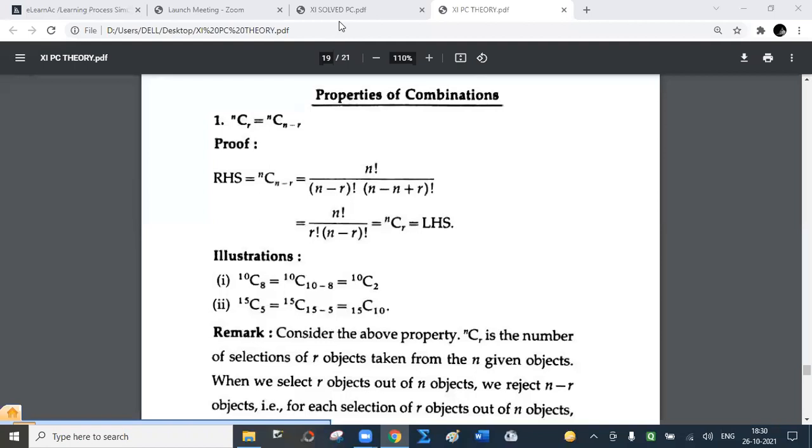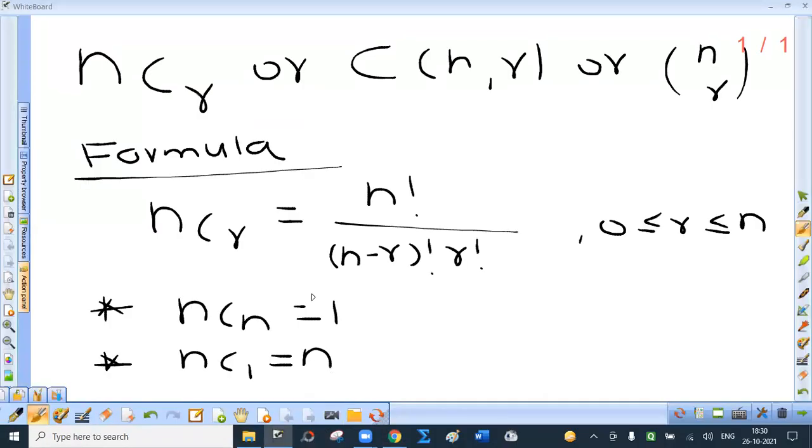Now just listen to me. This part is important. Properties of combinations. First one, nCr is nC(n minus r). This is interesting. Logic is very simple. What is nC(n minus r)? Basically, what is the formula? How will you remember? See, prefix C suffix is prefix factorial upon prefix minus suffix factorial into suffix factorial.